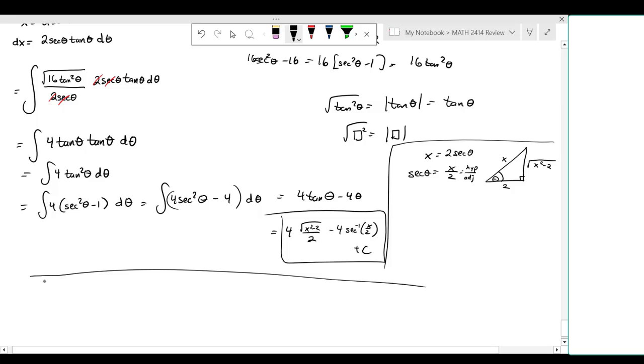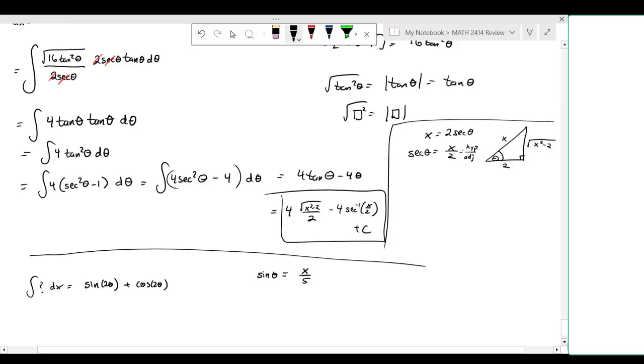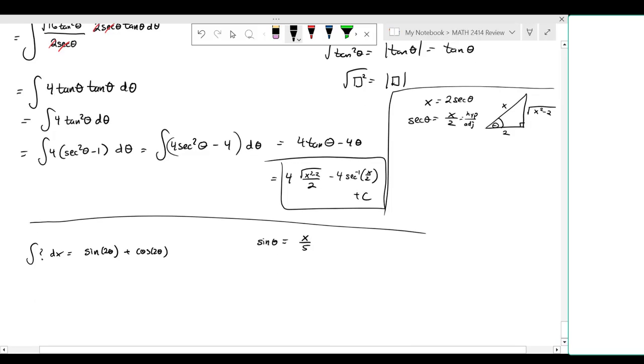So the question is really good. What if you had in your substitutions, and this is just a random example, x over 5 or something, right? So x was 5 sine theta, and your antiderivative, whatever the integral was, let's say you got sine of 2 theta. Maybe let's do cosine of 2 theta, something like that. How would you deal with that is the question.